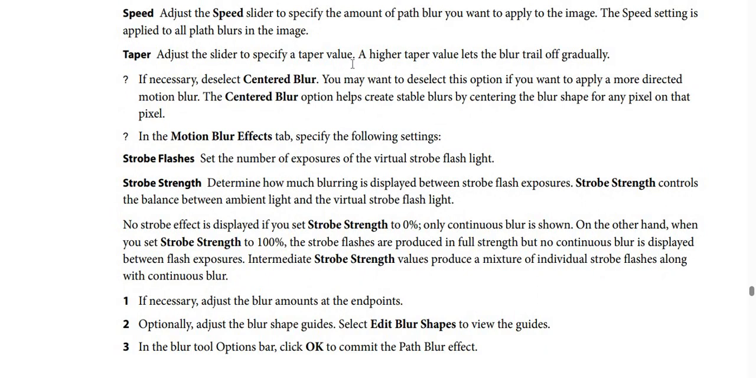And in the motion blur effects tab, you should specify the following settings. We have many settings here now. Strobe flashes. What about strobe flashes? It means that you can set the number of exposures of the virtual strobe flash light. And what about strobe strength? Strobe strength determines how much blurring is displayed between the strobe flash exposures. And strobe strength, by the way, controls the balance between ambient light and the virtual strobe flashlight.